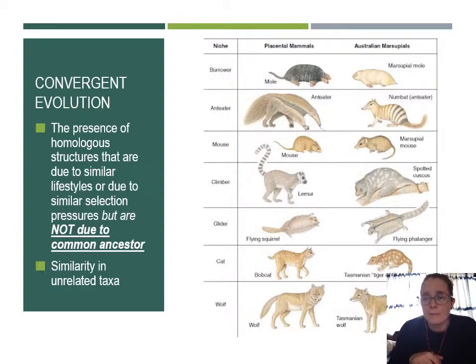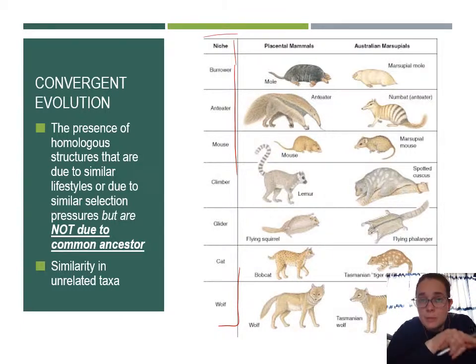Now, there are a few different examples here on the right for you to have a look at. So the niche is the type of environment and/or the things that these animals do and how we're going to categorize them. The top one that we have is things that like to burrow. So we have a mole and we have a marsupial mole. What we're comparing here is placental mammals to Australian marsupials.